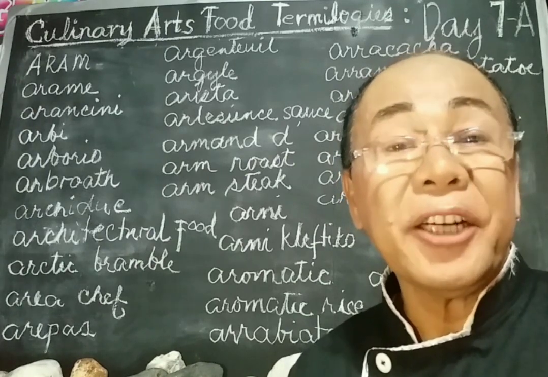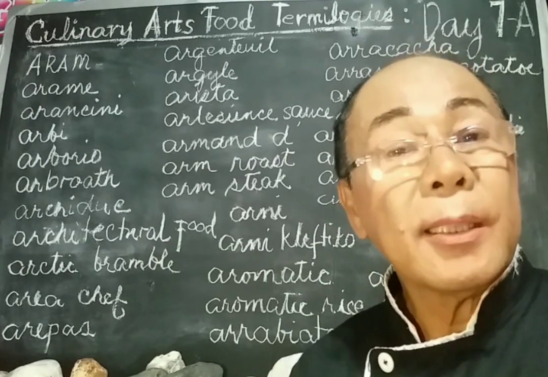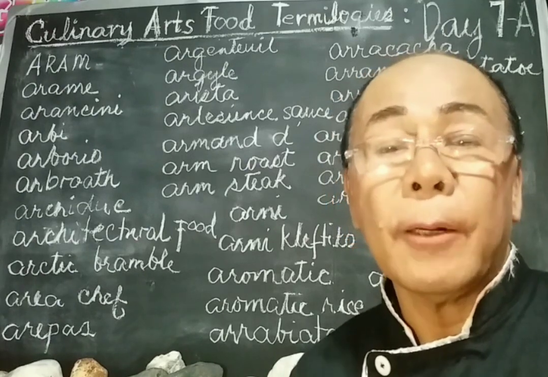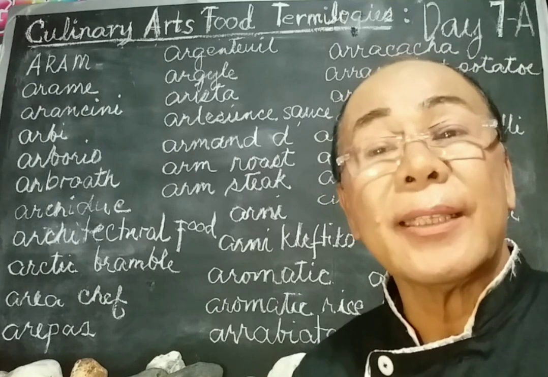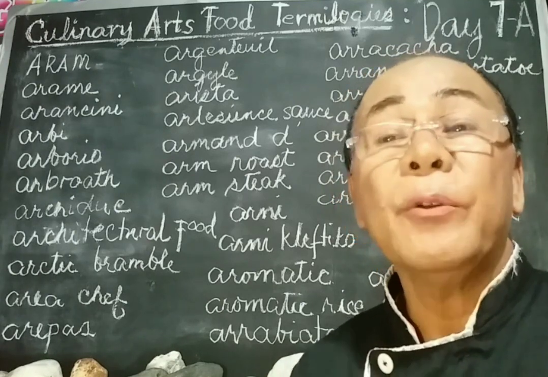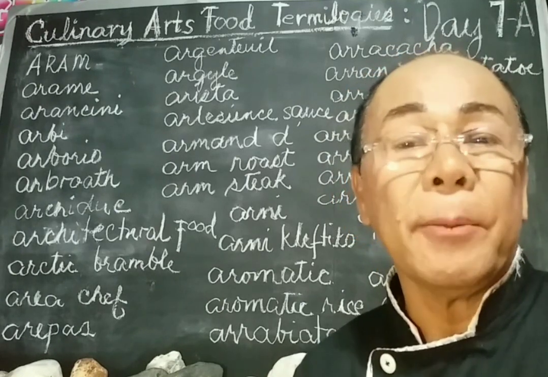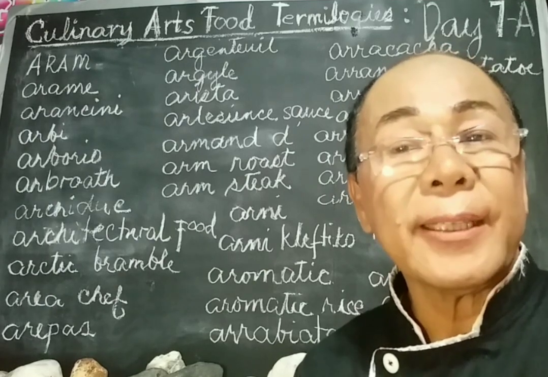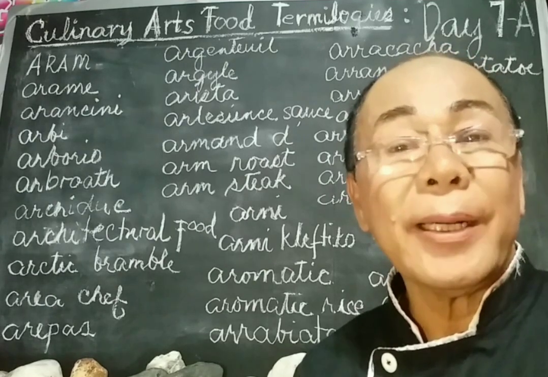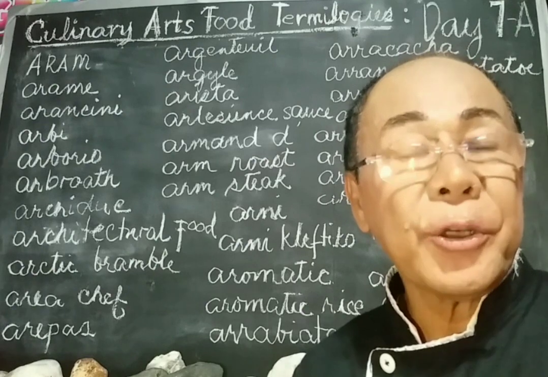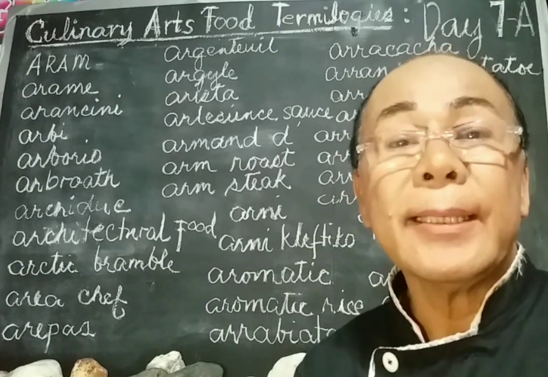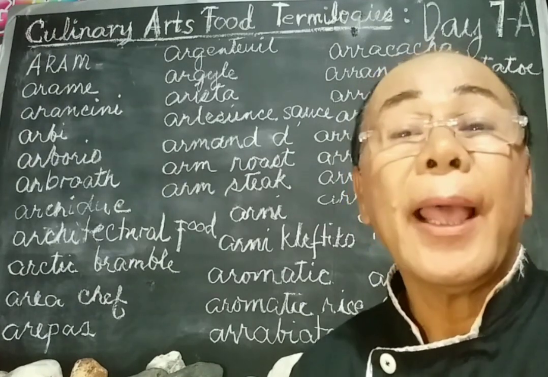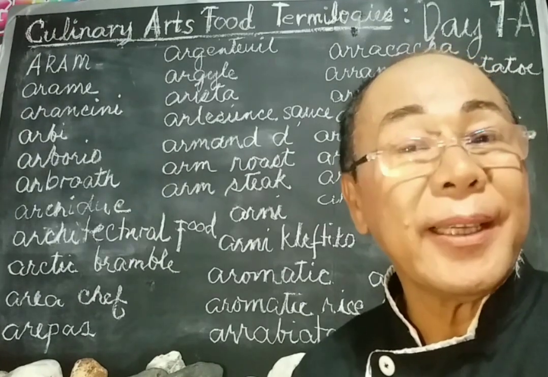Next term we have the architectural food. This type of food or cuisine refers to a style of presentation of food in which foods are arranged on a plate to emphasize height and visual interest. These constructions are sometimes very elaborate, consisting of multiple foods, and are often difficult to eat.